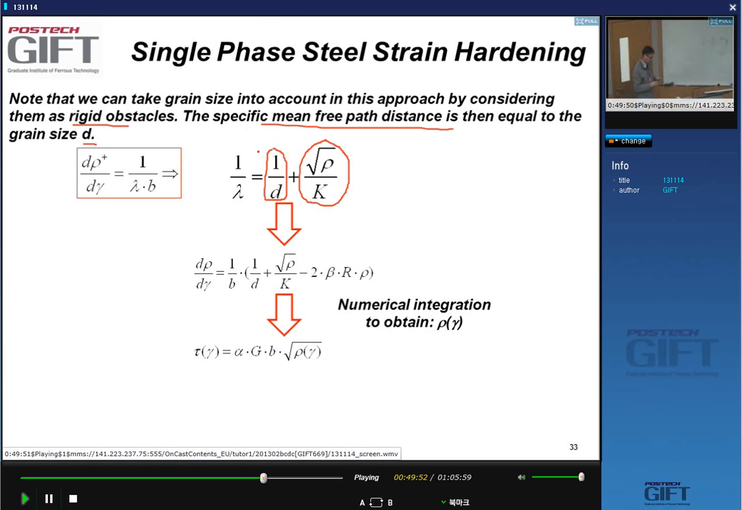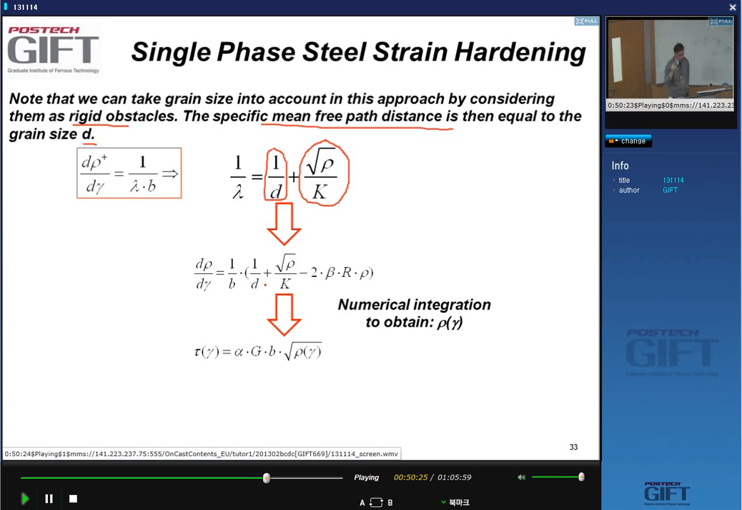So now our equation becomes like this: 1 over d plus square root rho over k. We can numerically integrate this. I promised you already two things that I would put on E-class. I'll put it on E-class how you can numerically integrate an equation like this, if you don't know how. It's very simple.